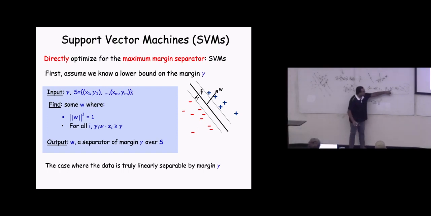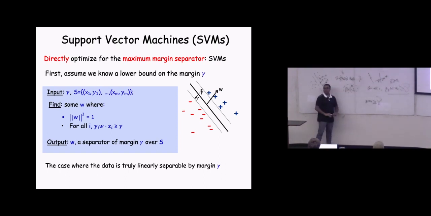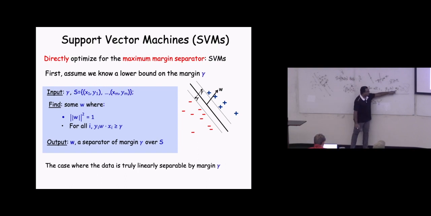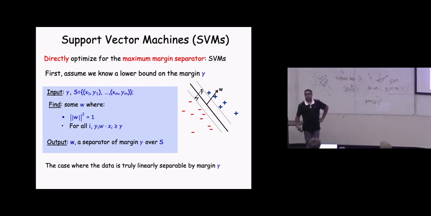So if I multiply a positive point with W dot xi, that should be greater than or equal to gamma, where gamma is greater than or equal to 0. It's a positive. And if xi is a negative point, that means yi equals minus 1, then minus 1 times a negative number still should be greater than a positive value of gamma. Question on this?